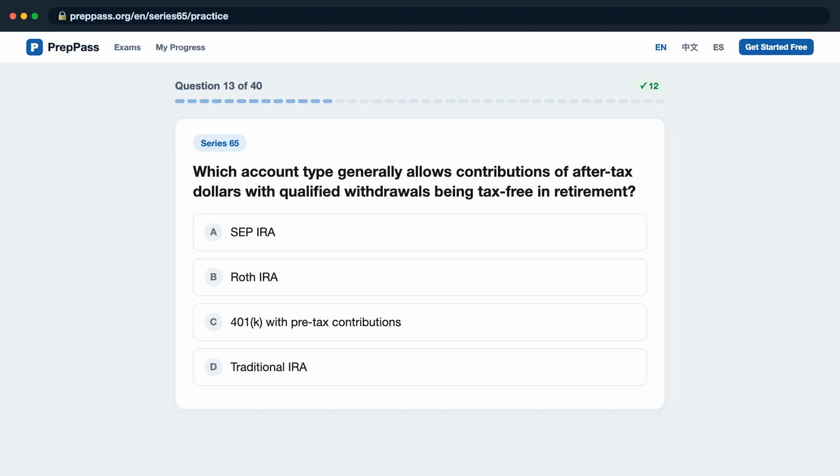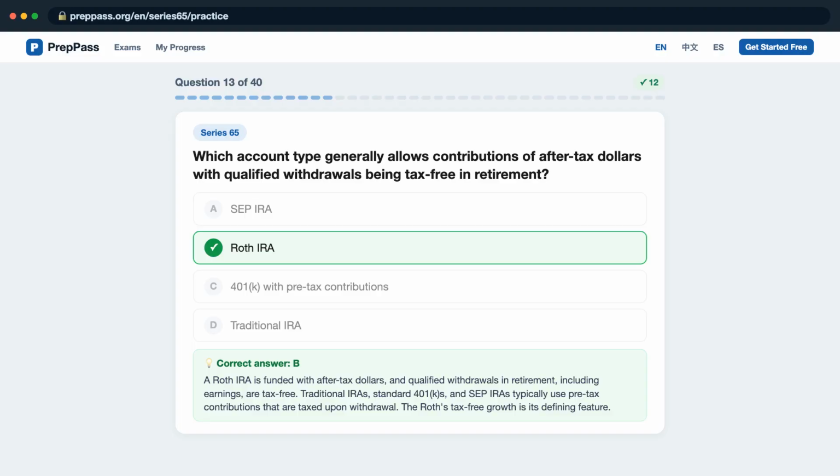Question 13. Which account type generally allows contributions of after-tax dollars with qualified withdrawals being tax-free in retirement? Is it A, SEP IRA? B, Roth IRA? C, 401k with pre-tax contributions? D, traditional IRA? The correct answer is B.